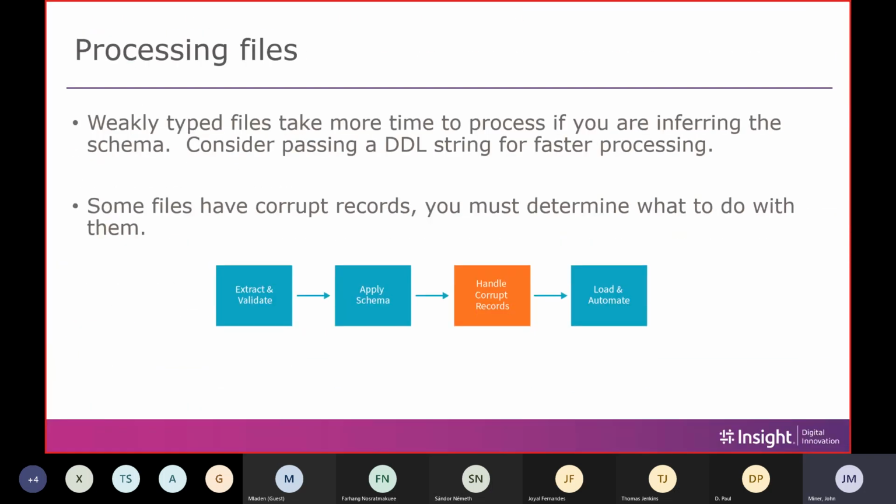So, processing files. We talked about how JSON files take more processing because you have to infer a schema, okay? We can also, which I didn't show tonight, handle corrupt records. So if there were corrupt records, you could specify, hey, when there are corrupt records, write them to here, okay?